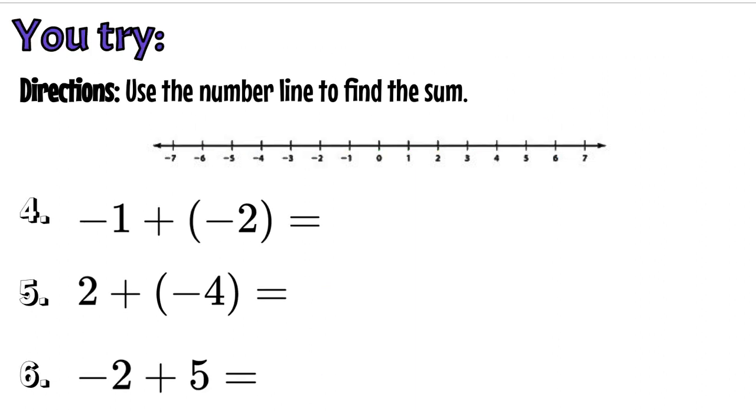Here are some problems for you to try. Use the number line to find the sum of these 3 problems. Pause the video and try them on your own. Okay, hopefully you paused the video and you got -1 plus -2 equals -3, 2 plus -4 equals -2, and -2 plus 5 equals +3.